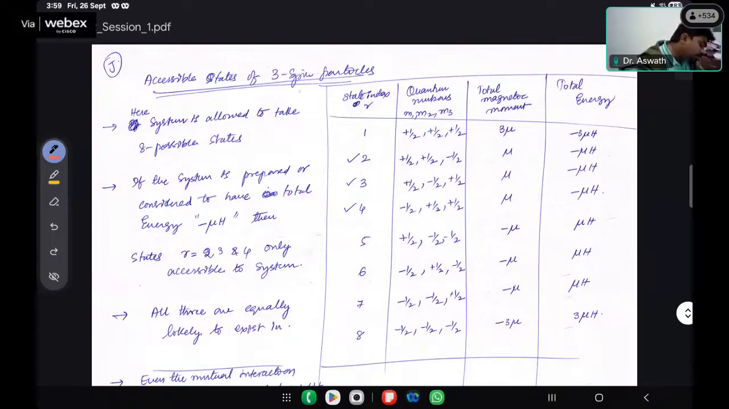Let's say I have three spin particles, in a way like three spin qubits, right? Here the system is allowed to have 8 possible states with these three spin qubits. What are those 8? In one, all of them have positive spins. In another, one of them has a negative spin. Which one? We don't know. The last one, the middle one, or the left extreme one can have a negative spin. And there is another possibility: two of them have a negative spin.